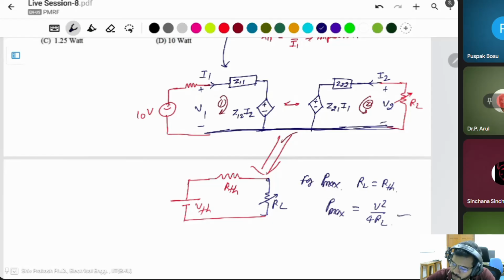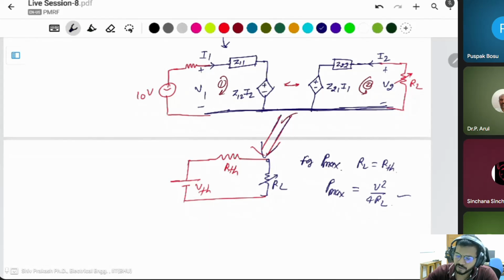But before this, you have to convert this circuit into this form. It means you have to find the Thevenin equivalent circuit of this circuit. For finding the equivalent circuit, simply remove the load resistor and apply the VI method.